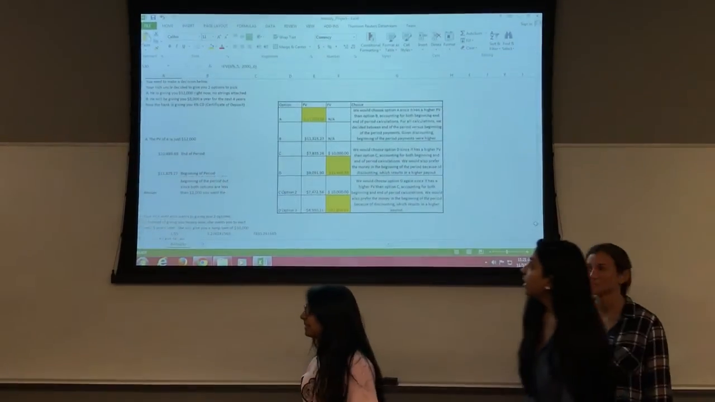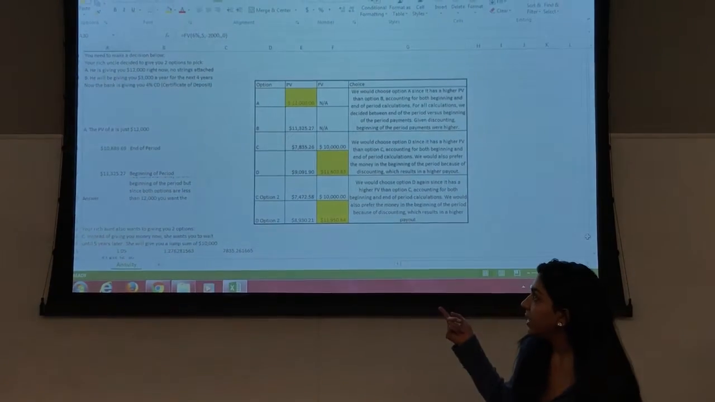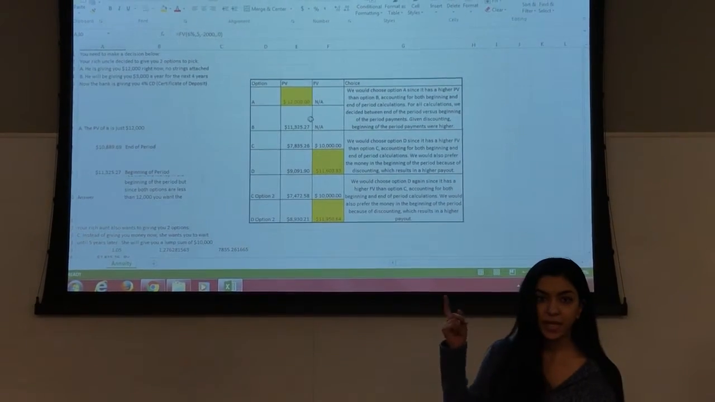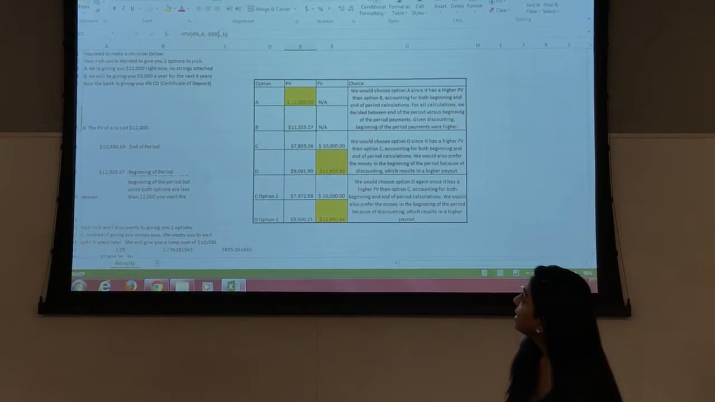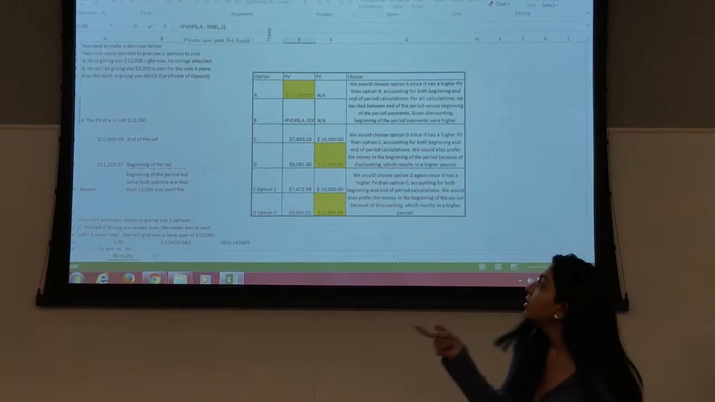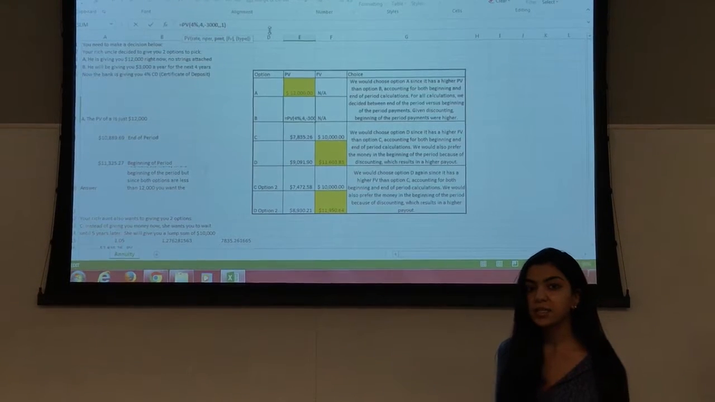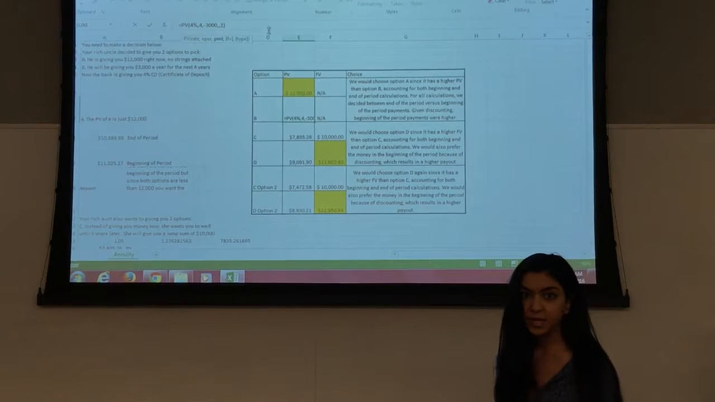Okay, so your first option is to get $12,000 now. And for Part B, you have to calculate the beginning of the period and the end of the period. So basically what we did was we got 4% for the rate. We have 4 periods. We did -3,000 because you're giving the money to the bank, and 1 because that represents the beginning of the period.